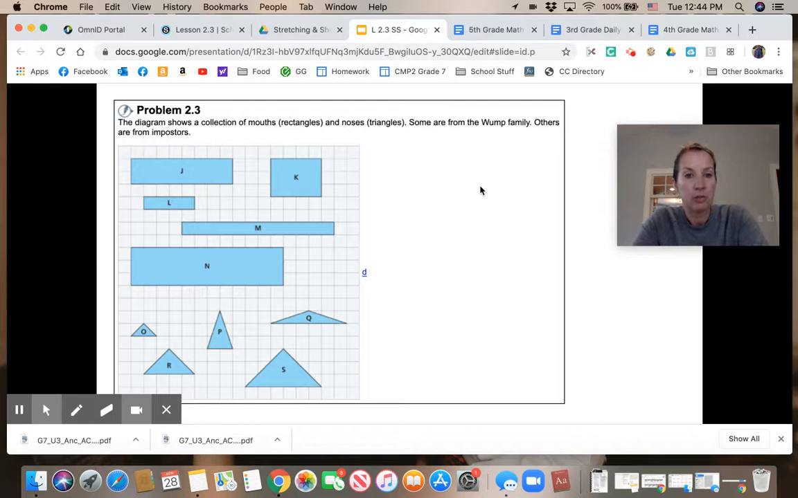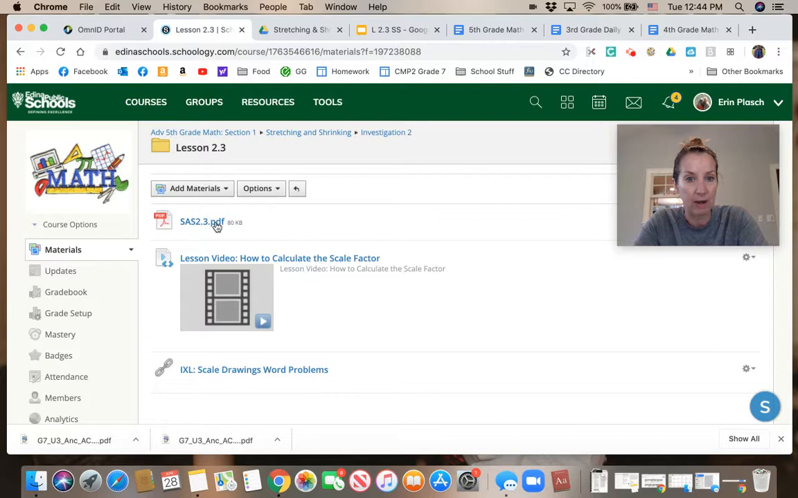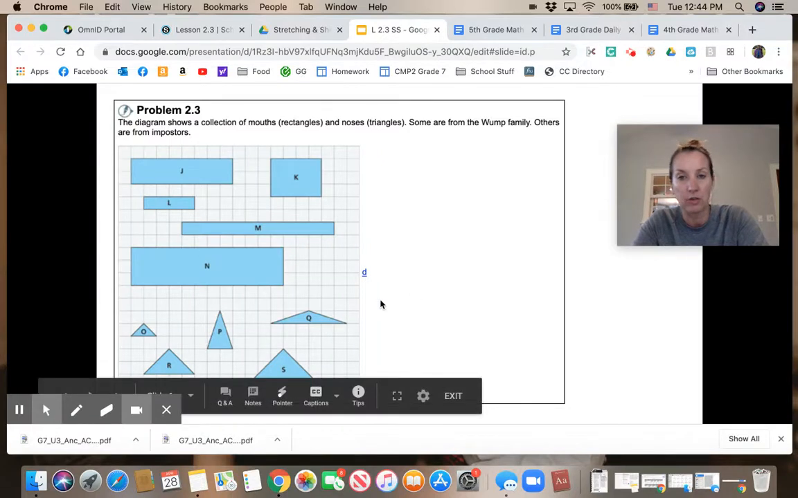So in problem 2.3, you will have a collection of mouths, which are the rectangles, and noses, which are the triangles. Some are from the WUMP family, others are from imposters. And again, I've put this lab sheet right here in the 2.3 folder, so you could print it if you like. This is also in your book. You don't, just to make sure you're not writing in the book.